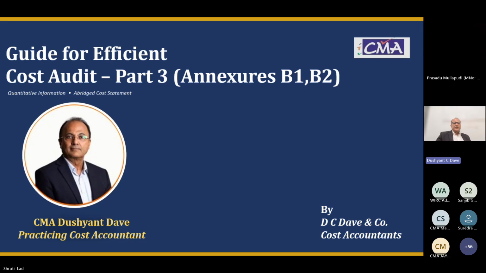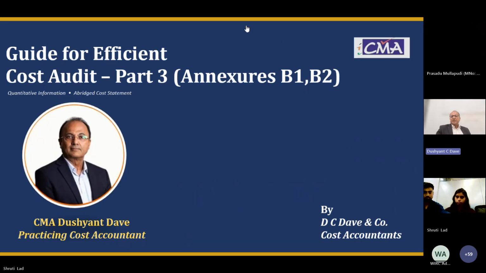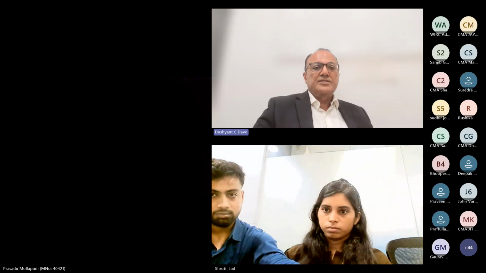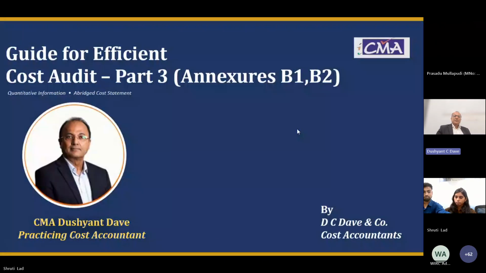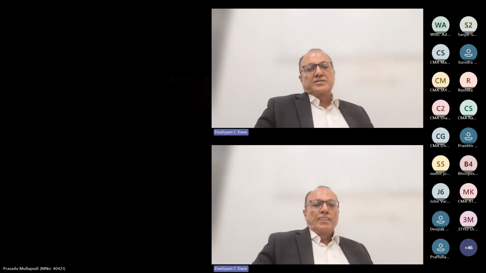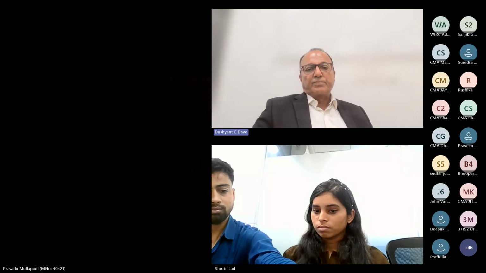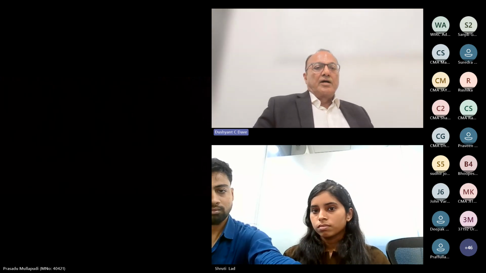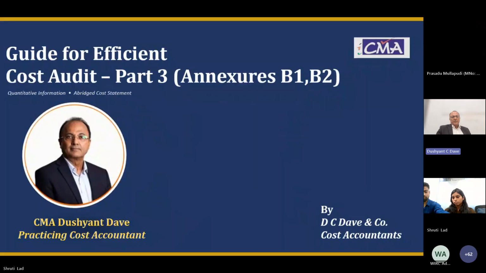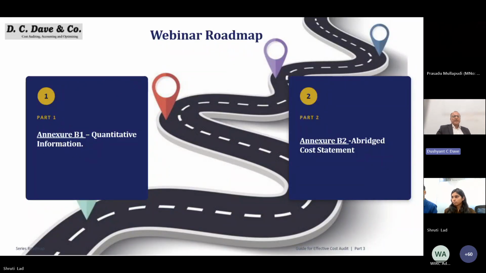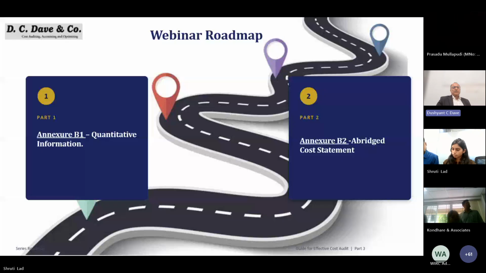Let me give you a brief on how we are attempting this session. It has been divided into two major technical areas. The first part deals with Annexure B1, which is pure quantitative information. And the second part deals with Annexure B2, which is the abridged cost statement. It further includes B2A and B2B, which together explain the cost structure relating to raw materials, utilities.